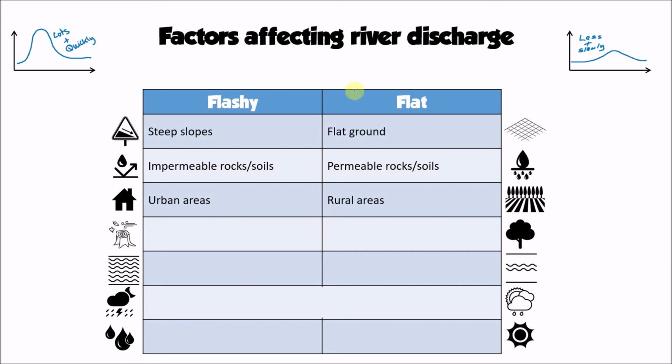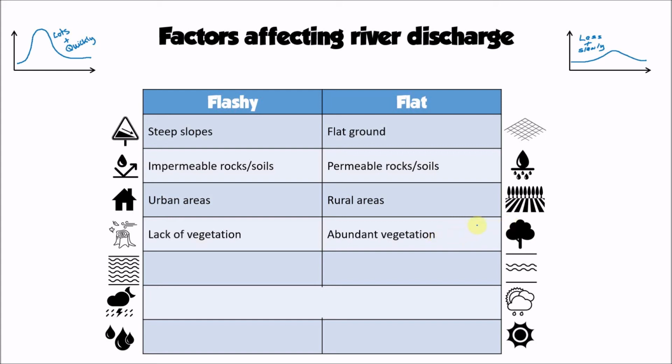Another thing that we can associate as being different between urban and rural areas, which leads us on to our next point, is the amount of vegetation. Where we don't have much vegetation, we're much more likely to get a flashy hydrograph, and that's because the leaves of the trees are not there to intercept the rainfall. Where we do have lots of abundant vegetation, what that means is the leaves are going to be catching the rainfall, they're going to be intercepting it, and they're going to be slowing down the time it takes for that water to get into the river.